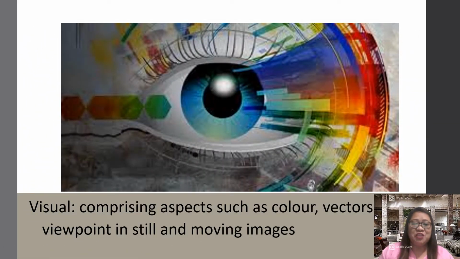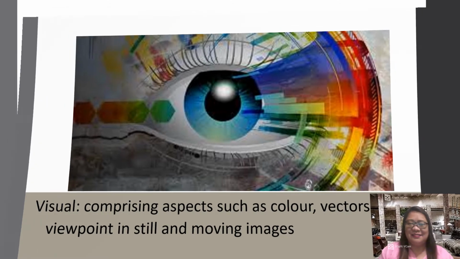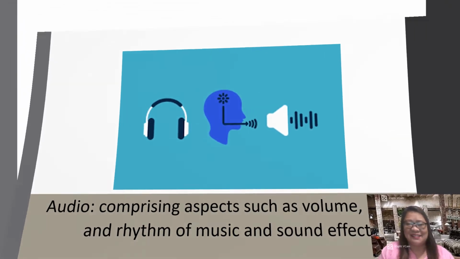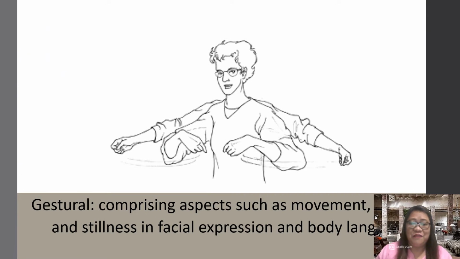Number two is visual, comprising aspects such as color, vectors, and viewpoint in still and moving images. Number three is audio, comprising aspects such as volume, pitch, and rhythm of music and sound effects. Number four is gestural, comprising aspects such as movement, speed, and stillness in facial expression and body language.